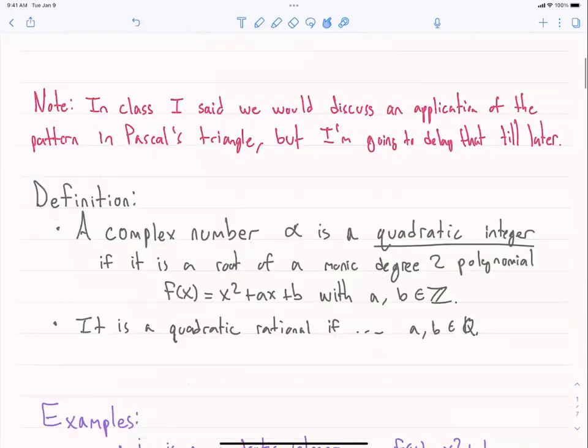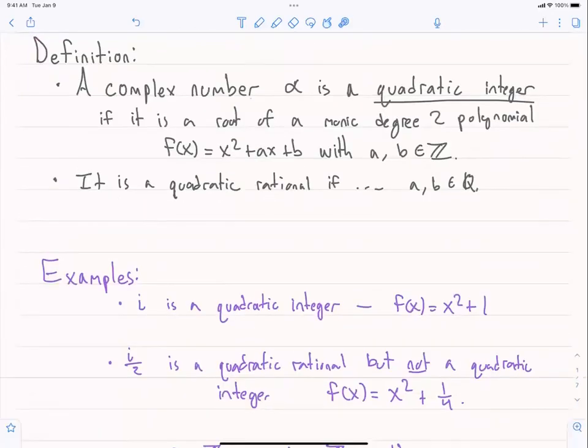Okay, so let me make a definition. If I have some complex number alpha, I'm going to say that number alpha is a quadratic integer if it's a root of a monic degree 2 polynomial, something like x squared plus ax plus b. So a complex number alpha is a quadratic integer if I can find such a polynomial f of x equals x squared plus ax plus b with a and b both integers, such that f of alpha is equal to 0.